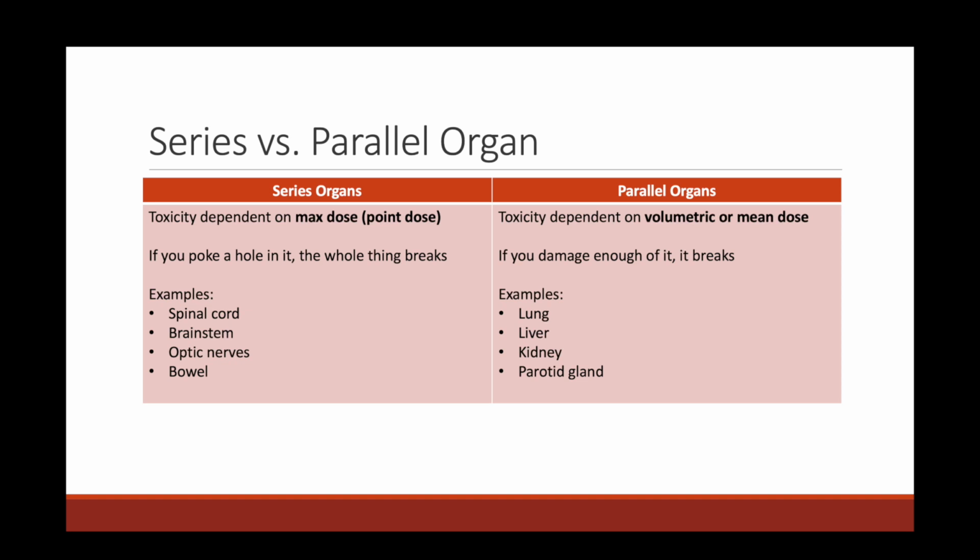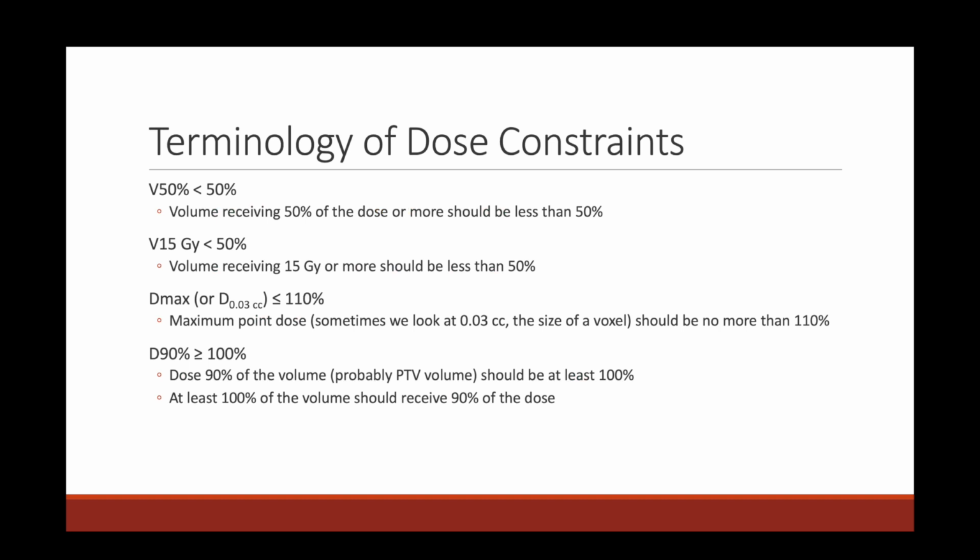But it's really important to have this sense of which organs tend to be series organs versus which organs tend to be parallel organs. And then in reality, when we are designing our radiation plan and we're actually prescribing dose constraints to certain things, we can sometimes use a combination of both maximum dose as well as a volumetric or a mean dose. So hopefully now we understand series organs versus parallel organs.